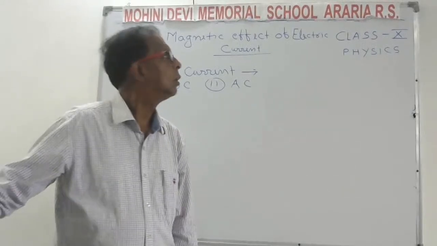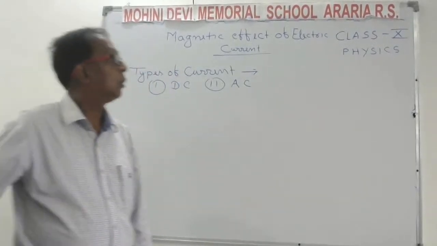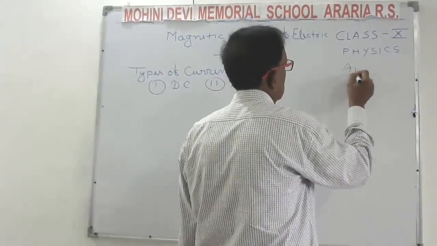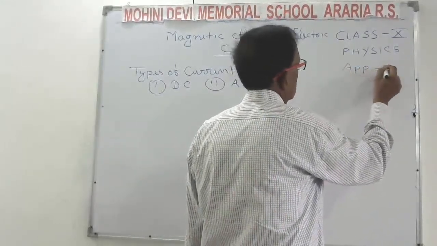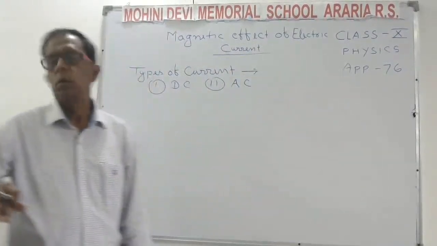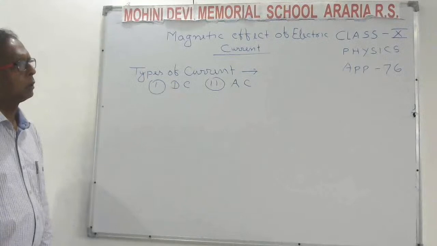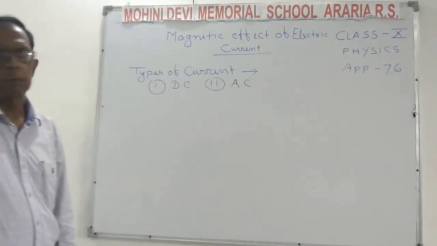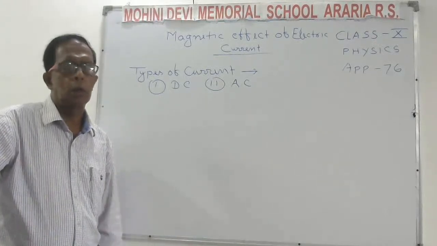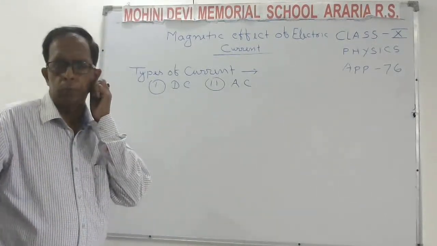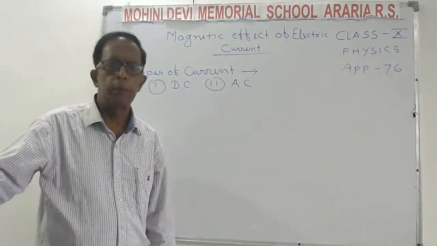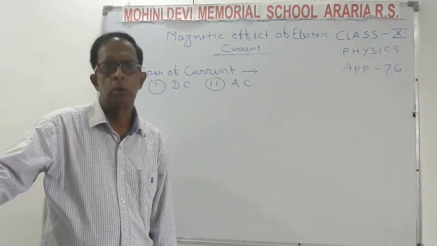Dear student, a new episode number 76 for class 10 physics. The chapter is magnetic effect of electric currents, and in the previous class, I taught you about the Fleming right-hand rule and Fleming left-hand rule.